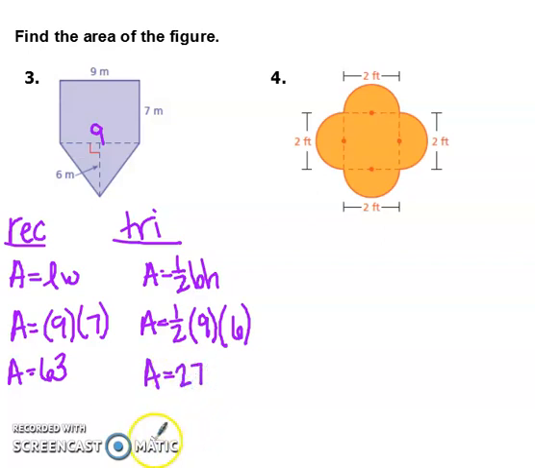Now that I have those parts, I'm going to add them up. 63 plus 27, 90. Did I do that? I did that really quickly in my head. Is it 90? I wish I had you guys. I really do miss you guys. Square meters.